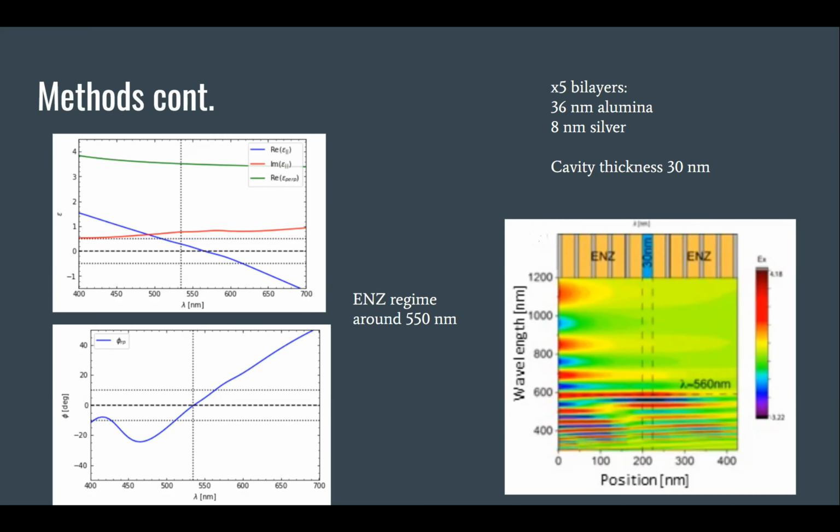Mm-hmm. Any other questions? Just one, Adam. How critical is it that you have five bilayers? Seems like you'd have an easier time getting good samples with just three or something.